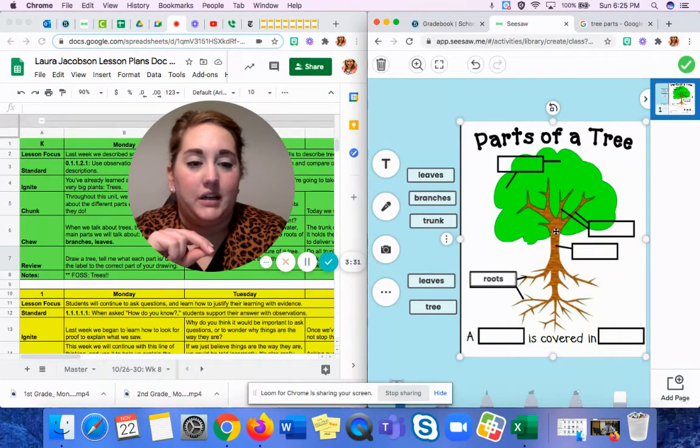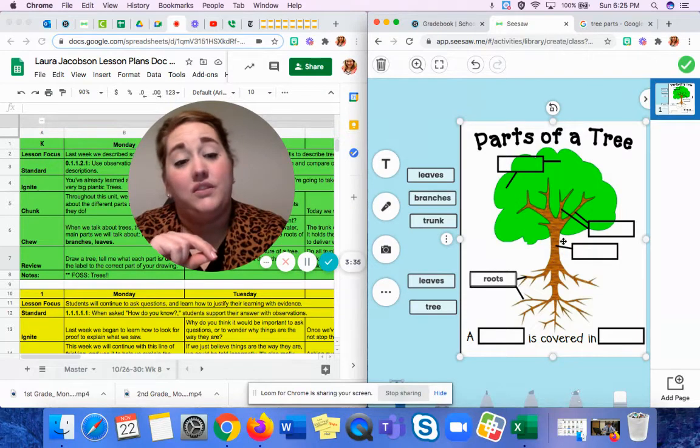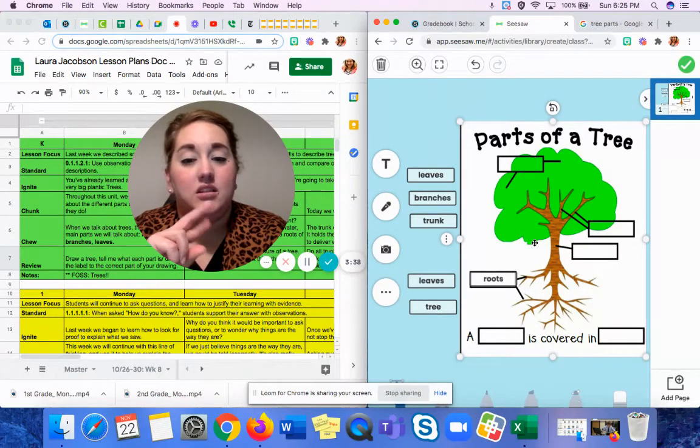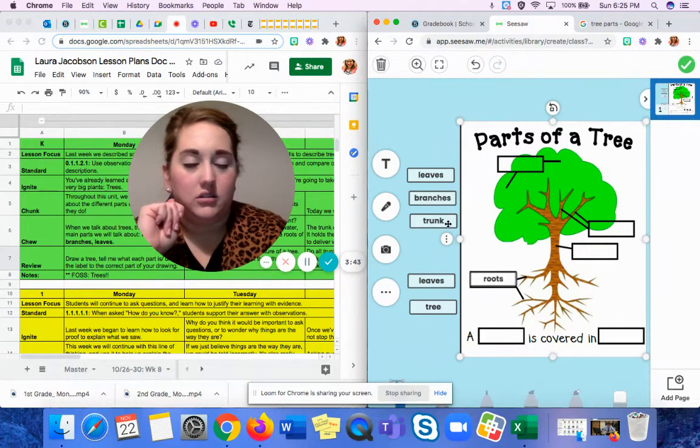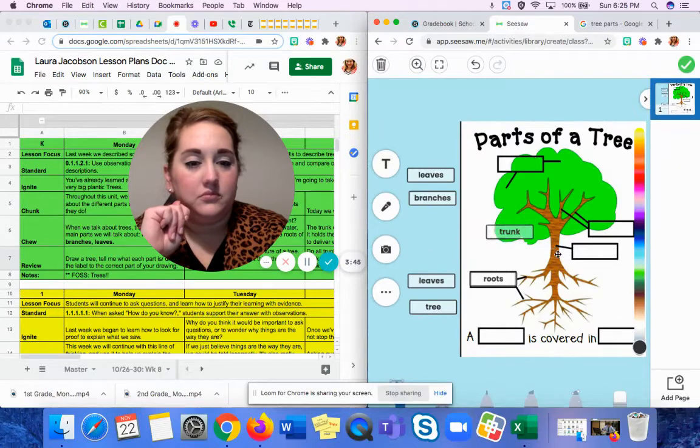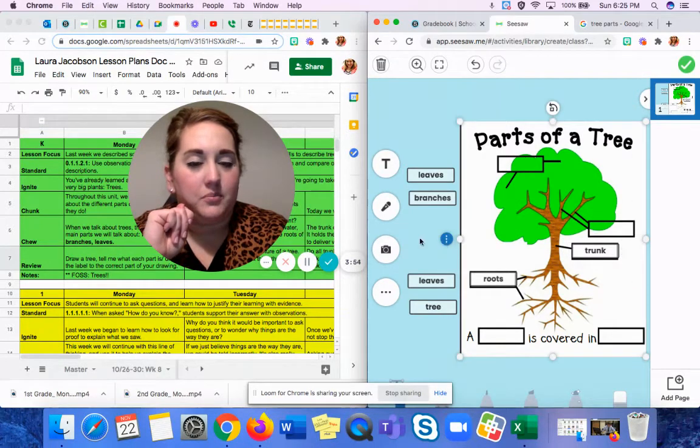The next part here is above ground. This is like the stem of the tree. This is the trunk. After finding that beginning letter sound, I'm going to move that box into the proper part I want it.